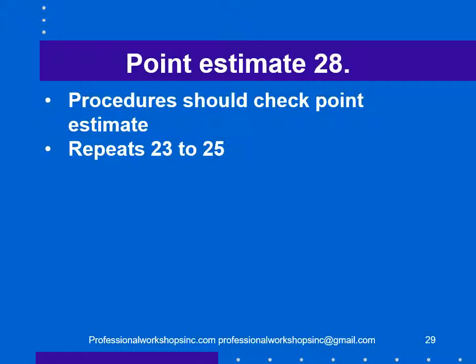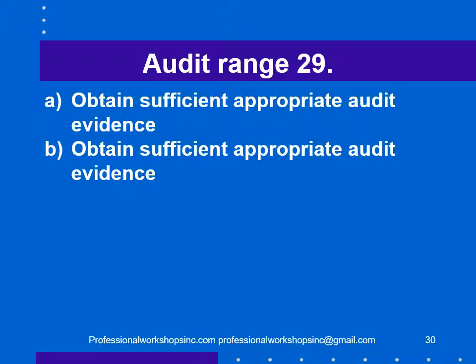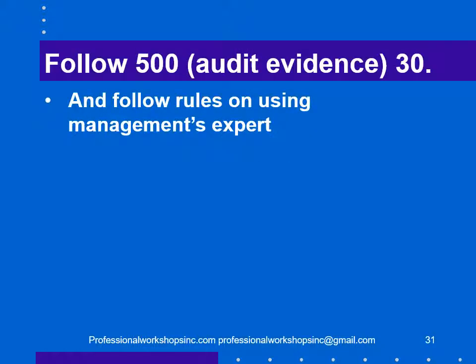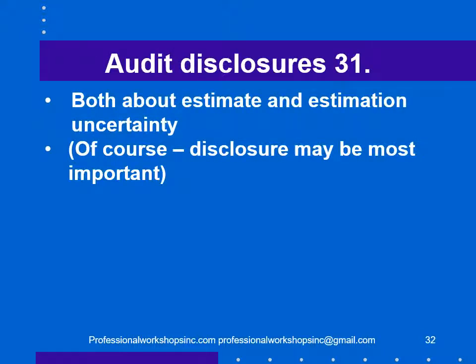Point estimate repeats 23 to 25 with respect to a point estimate. If we're doing a range, there are two suggestions, and they both basically reduce down to obtain sufficient appropriate audit evidence. Paragraph 30, follow section 500 and follow the rules on using management's expert. So that's just repeating something required elsewhere.